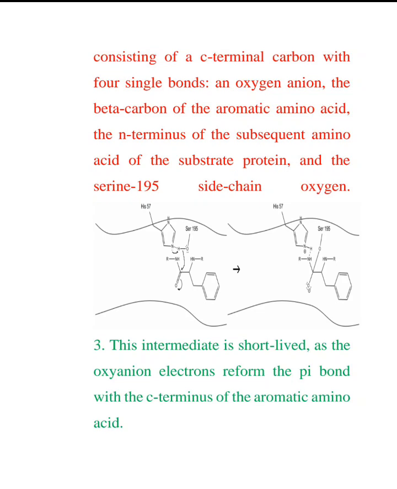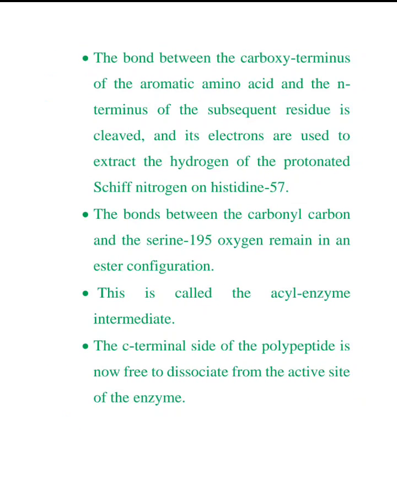Third, this intermediate is short-lived as the oxyanion electrons reform the pi bond with the C-terminus of the aromatic amino acid. The bond between the carboxy terminus of the aromatic amino acid and the N-terminus of the subsequent residue is cleaved and its electrons are used to extract the hydrogen of the protonated Nε nitrogen on histidine 57.